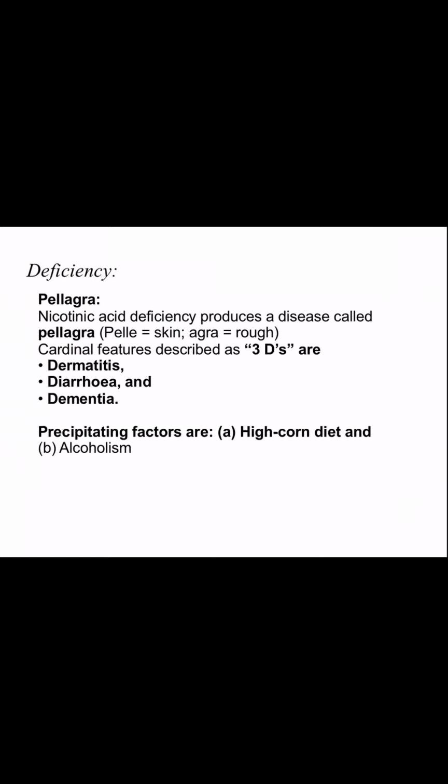Okay, pellagra has 3D hallmarks. Okay, hallmarks which are 3Ds: dermatitis, diarrhea and dementia. Dermatitis, diarrhea and dementia. There's also a 4D if pellagra is left untreated, that is death. Okay, so the precipitating factors are high corn diet and alcoholism. Okay, now I'll tell you how high corn diet can cause you pellagra. So you have to remember the 3Ds and a 4D if this is left untreated.